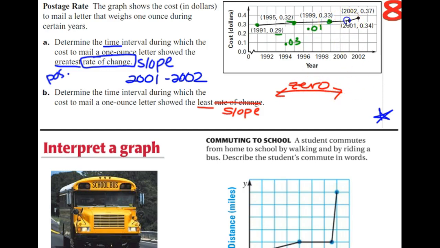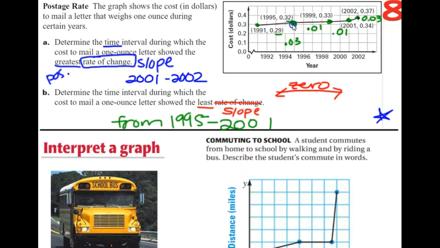This one from 0.33 to 0.34. Ooh, that one's also only 0.01. And then from 0.34 to 0.37, that went up by 0.03. So, which time interval showed the least slope, or the flattest slope? It would be these two right here. You could say from 1995 to the end here, which would be 2001. That was the flattest slope.